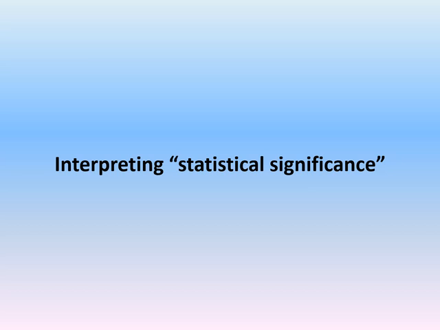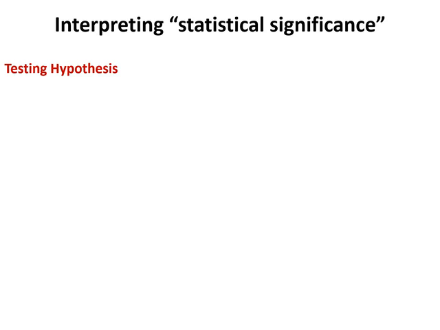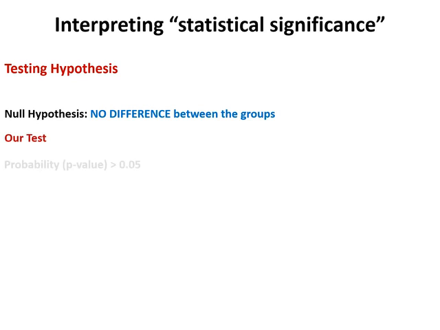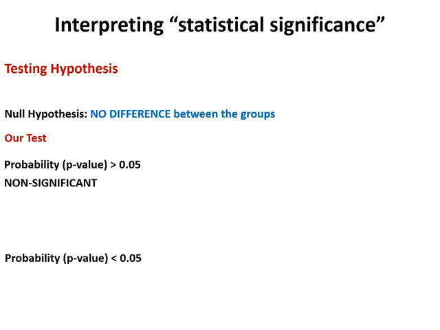Now, interpreting statistical significance. When testing the hypothesis, we always state a null hypothesis, which says that there is no significant difference between the groups. So our result either has a p-value greater than 0.05, which means there is no significant difference, as in the null hypothesis, or a p-value less than 0.05, and in this case we should declare a significant difference between the two groups.